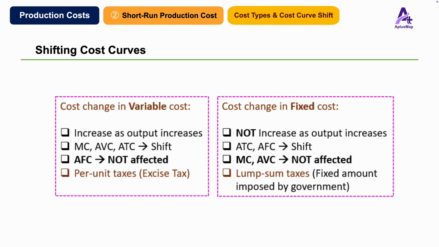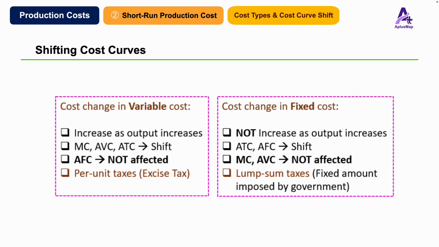Fixed costs didn't change, so AFC stays the same. Exactly. Your rent didn't change just because flour got expensive, so AFC is unaffected. Okay, that's important. A classic AP example for this is a per unit tax or an excise tax, like a tax on every cookie sold. So it makes each unit more expensive to produce. Right. So it acts just like an increase in variable costs, shifts MC, AVC, and ATC up, but leaves AFC alone. Got it.